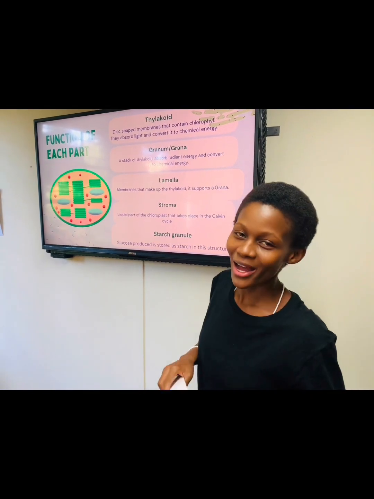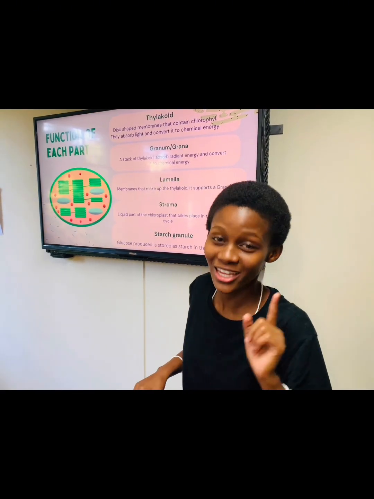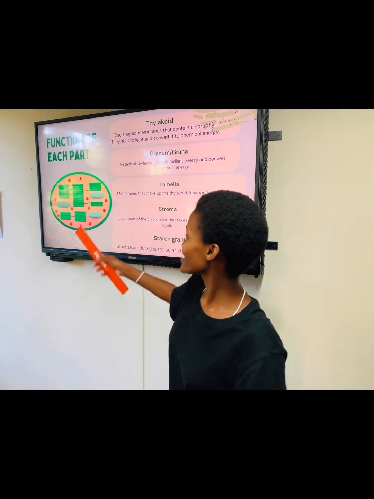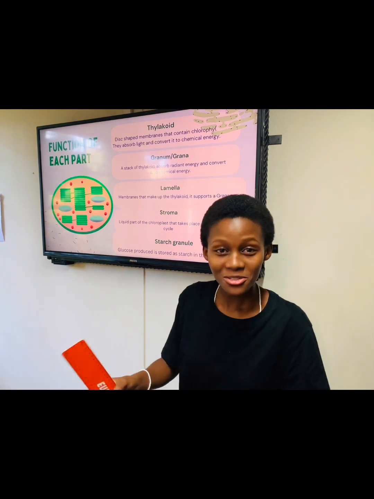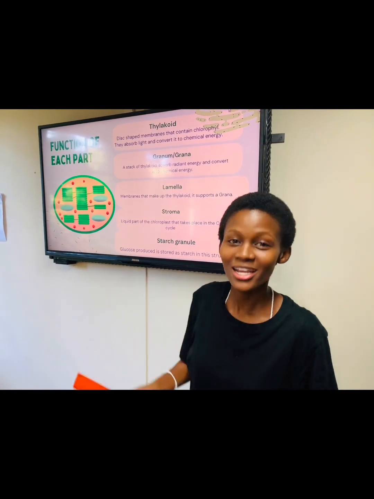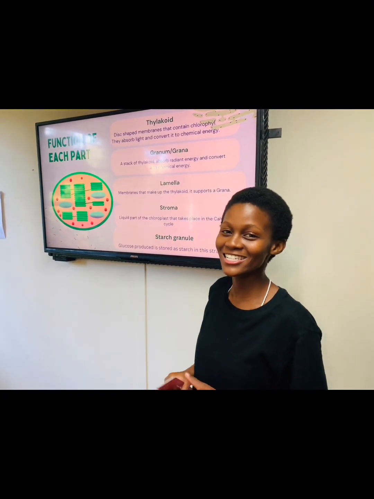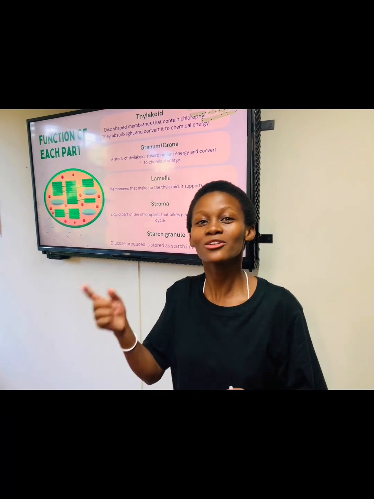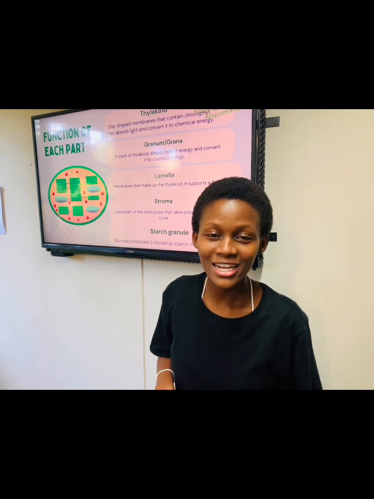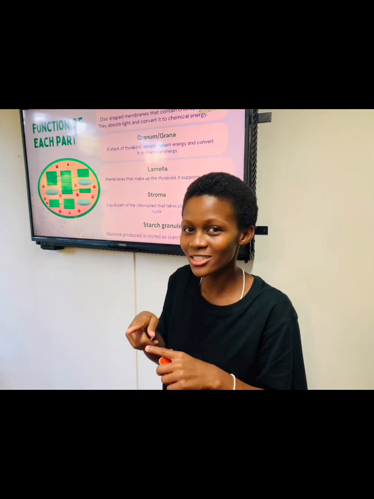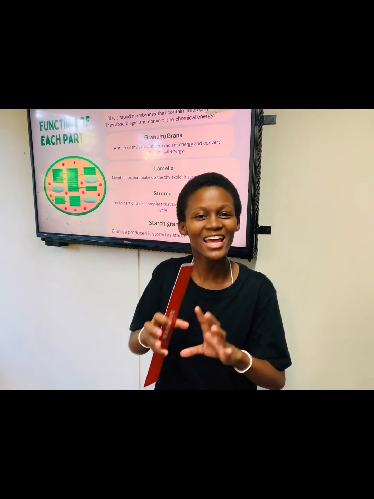The next part that we are going to look at is the grana or the granum. The grana is a stack of thylakoids. They also have the same function as the thylakoid. They absorb light energy, the radiant energy from the sun, and also convert it into chemical energy. Their function is to increase the surface area for the absorption of the sun rays and convert it into chemical energy.